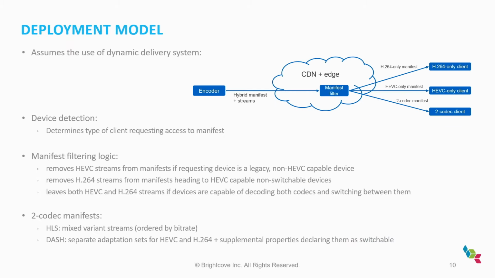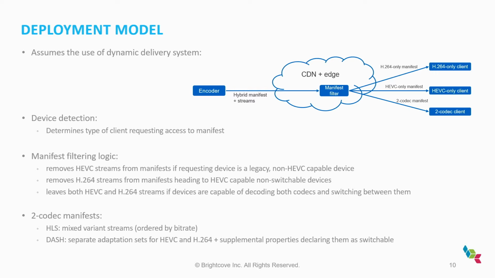So, the deployment model. The safest way to do it is to have edge support where there is device detection and manifest filtering logic, such that if the device is understood to be a legacy device, only H.264 renditions are left. If the device is a new device capable of HEVC but not switchable, only HEVC renditions go. And if it's an Apple device, you leave everything there.